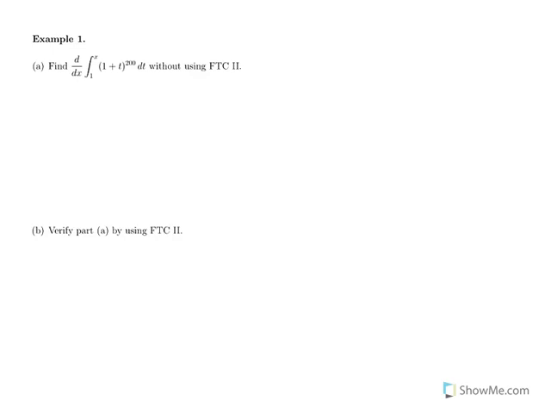All right, so we have this expression here. We want to find the derivative of this function, the integral from 1 to x of 1 plus t to the 200 dt. And I'm not going to use the fundamental theorem of calculus part 2 at this point. So this means that I need to find an antiderivative of 1 plus t to the 200.